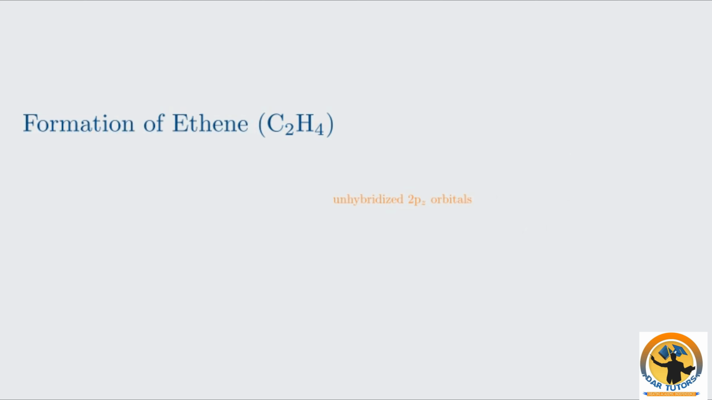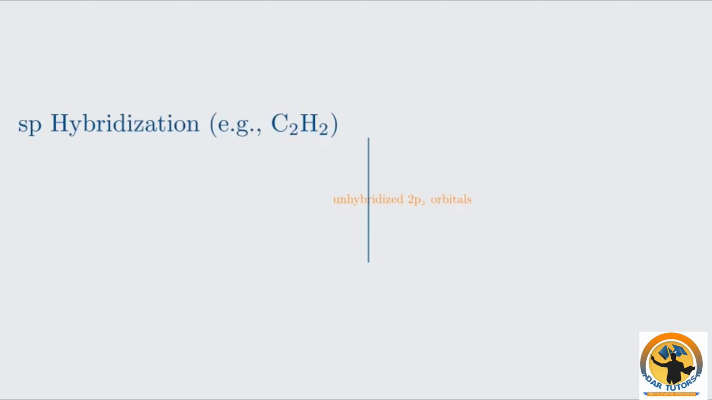What about ethyne, C2H2, with a triple bond and a linear geometry? Here, carbon undergoes sp hybridization. One 2s orbital hybridizes with only one 2p orbital to form two sp hybrid orbitals, which are arranged linearly at 180 degrees. This leaves two 2p orbitals unhybridized on each carbon.